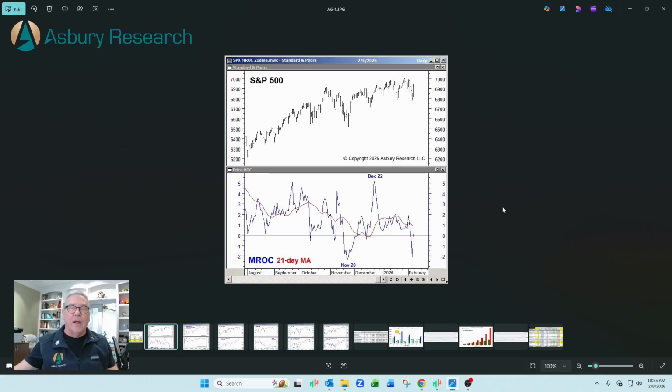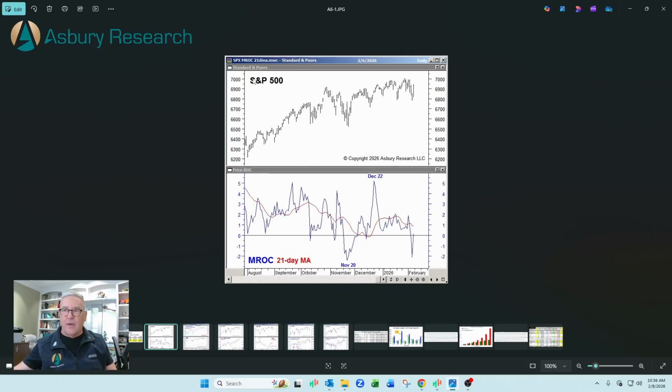Let's look at each of those 6 in the Asbury 6. I usually don't do this, but I'm doing it today because I want you to understand what's going on underneath the hood of the A6. So we're going to go through all six.